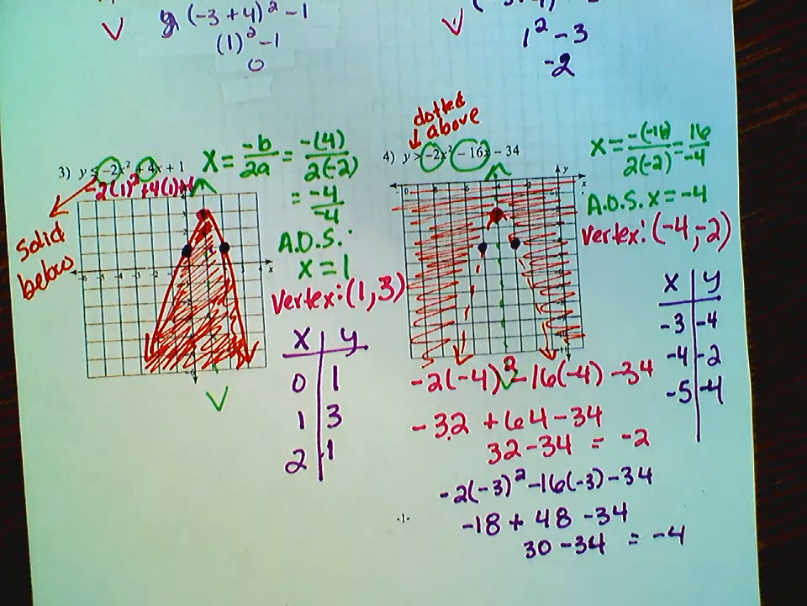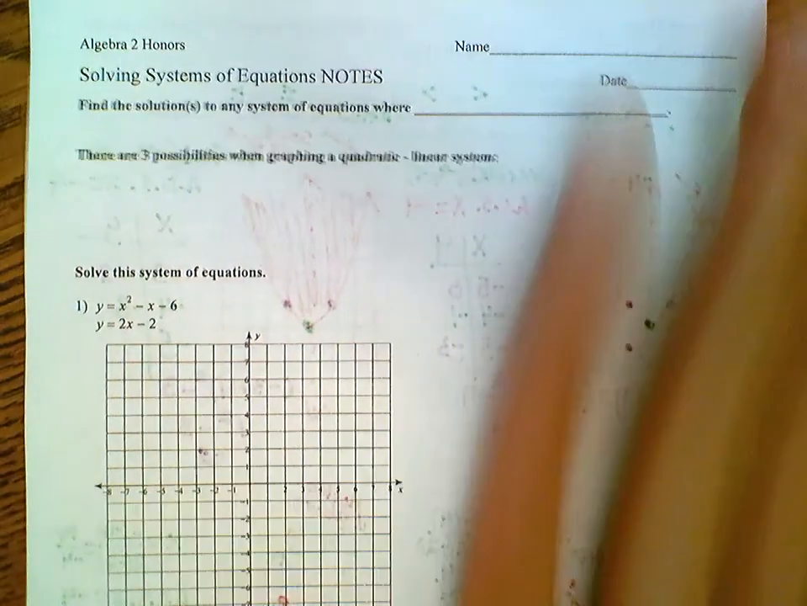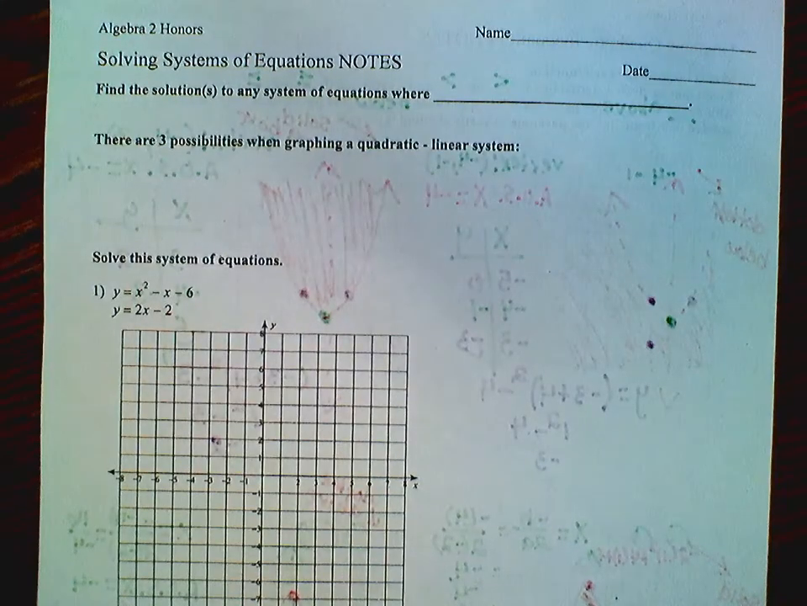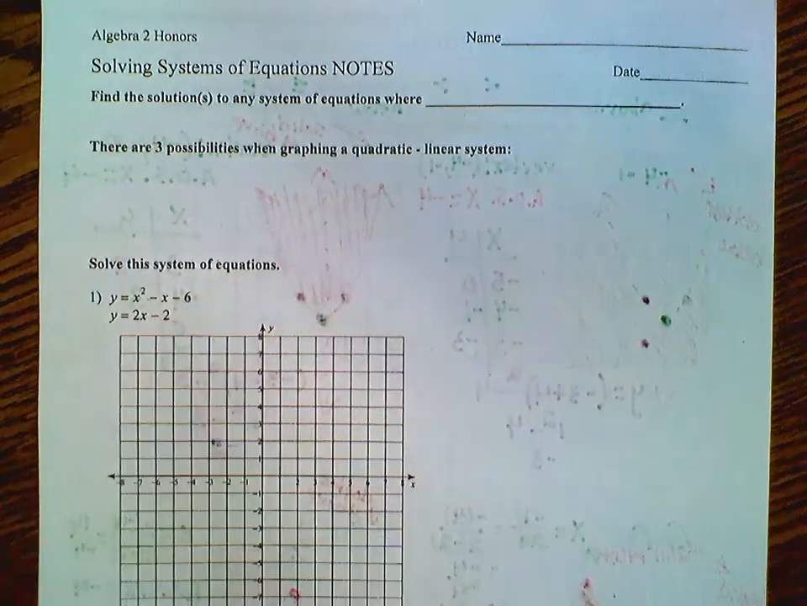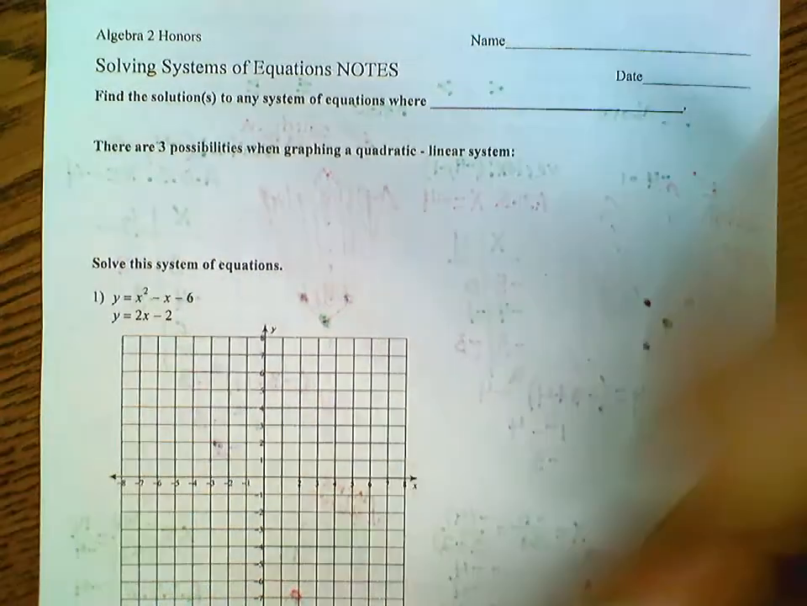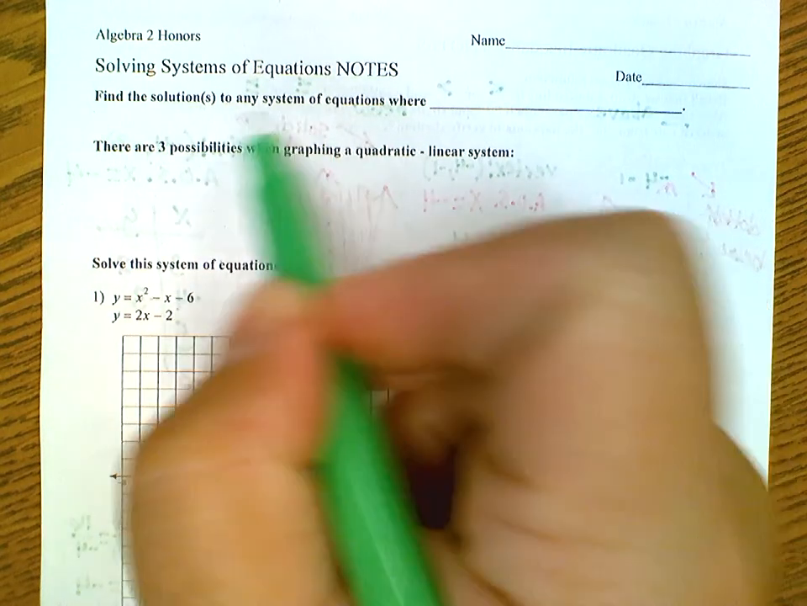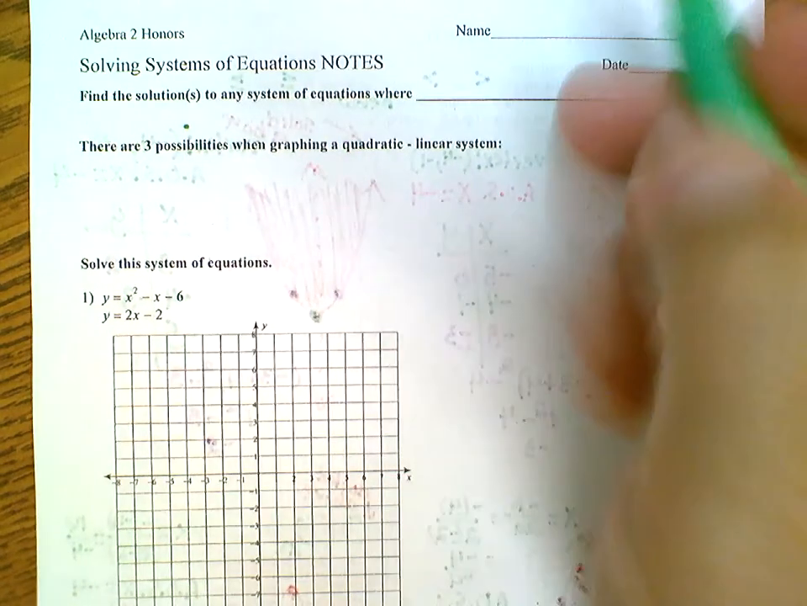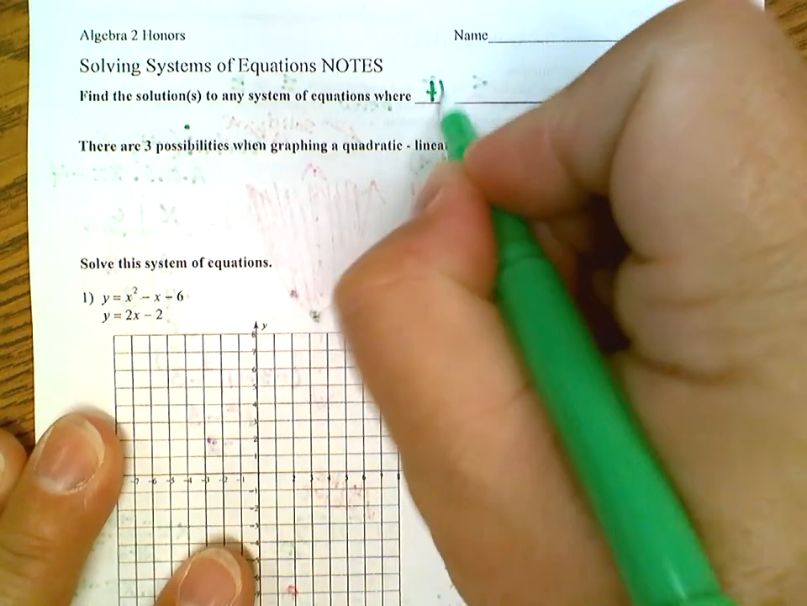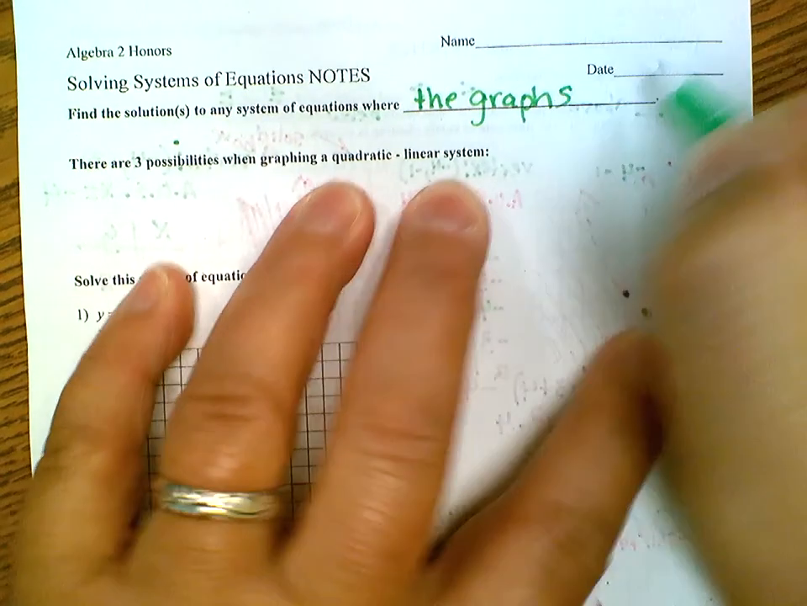Now we are going to talk about systems of equations, and we are going to use some linear, some quadratic. So we need to remember when we're looking for the solution to a system of equations, it's where the graphs intersect.